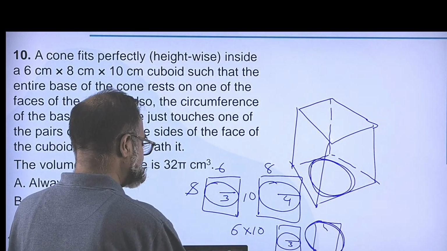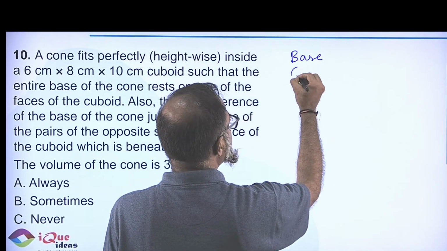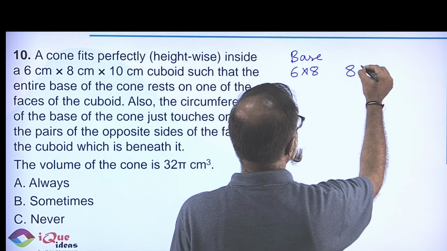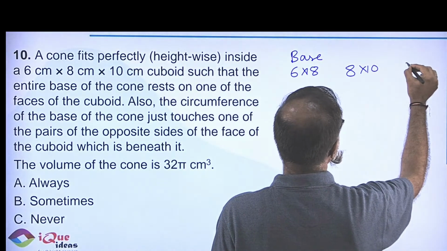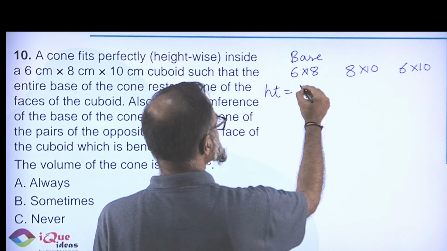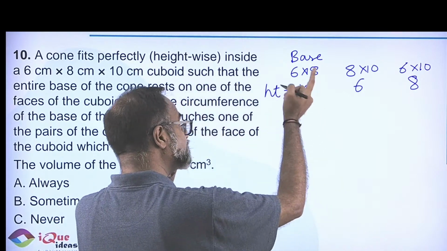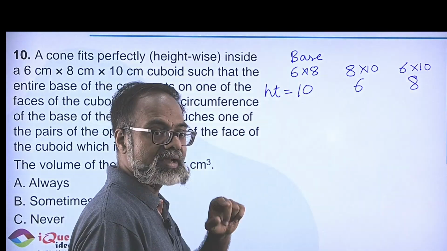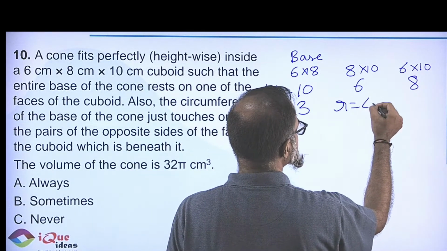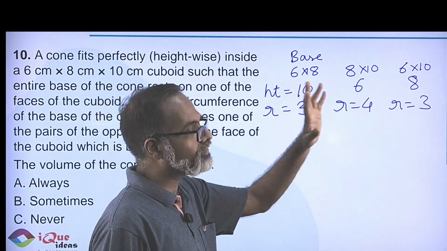So what are my three cases here? Let's assume that in one case, my base is 6 by 8. In case 2, the base is 8 by 10. In the third case, the base is 6 by 10. So first of all, the height is the third number. So in first case 10, second case 6, third case 8. And half of the smaller value of the base will be the radius. So in the first case, radius is 3. In the second case, the radius is 4. Again, in the third case, the radius is 3. So I've got the heights and I've got the radii.